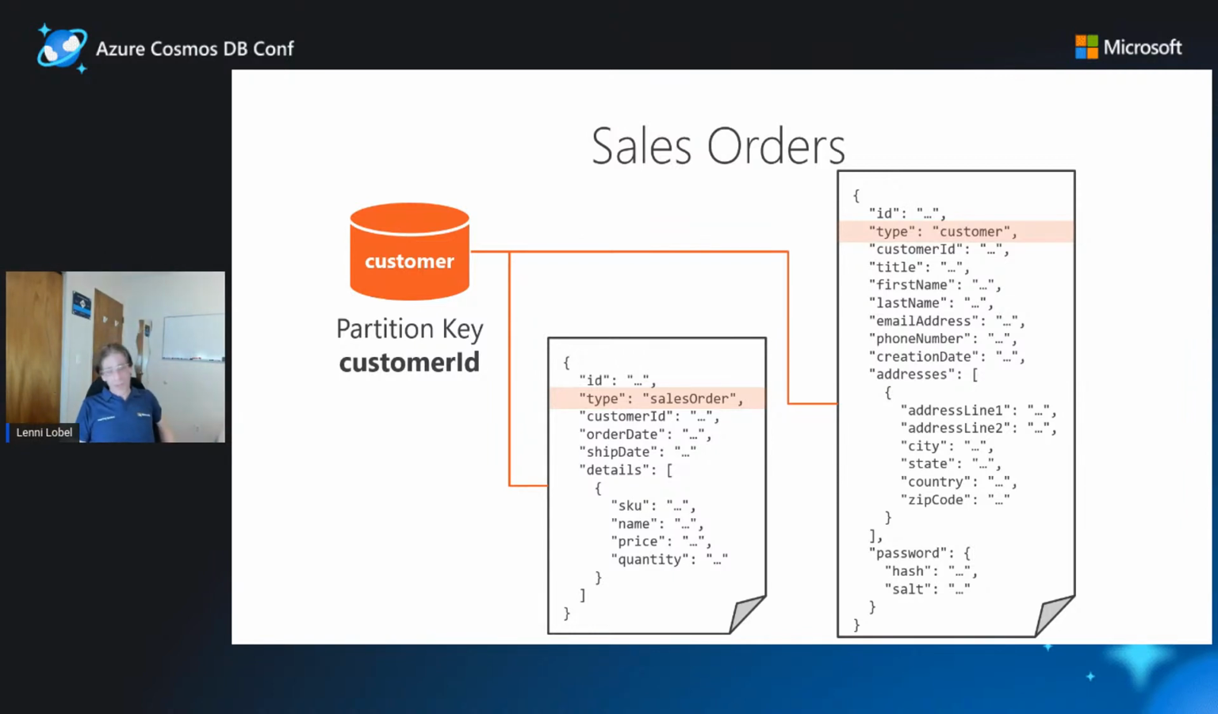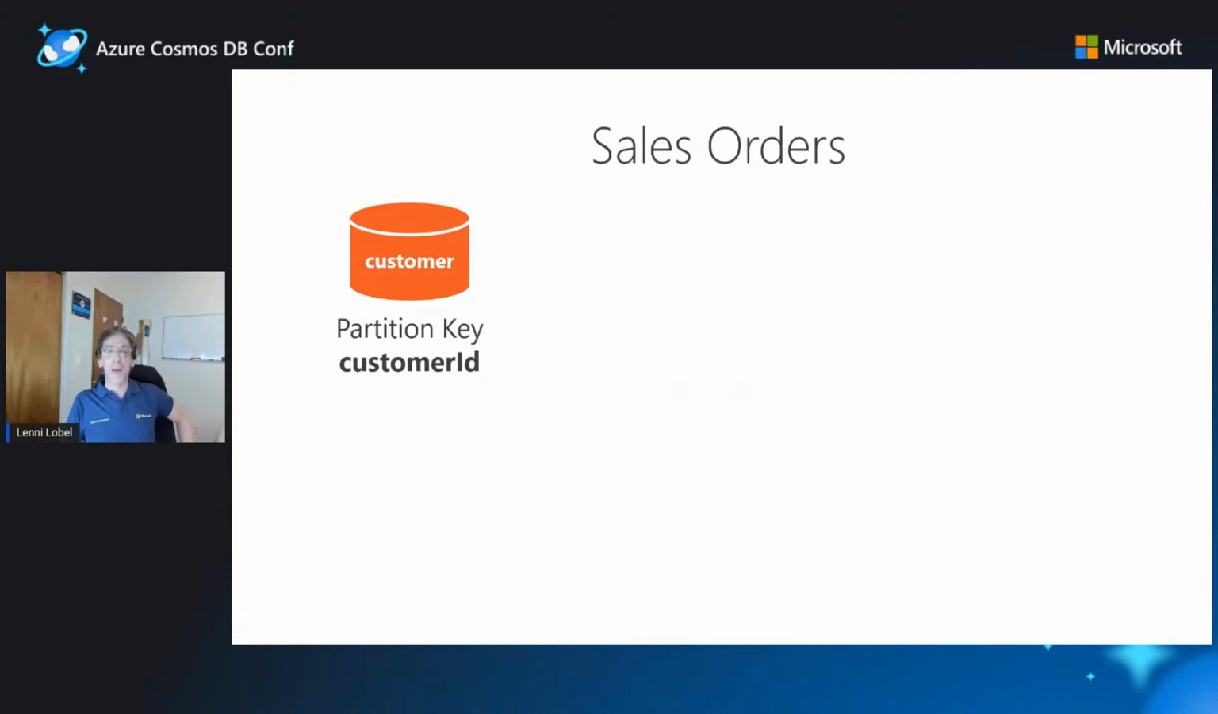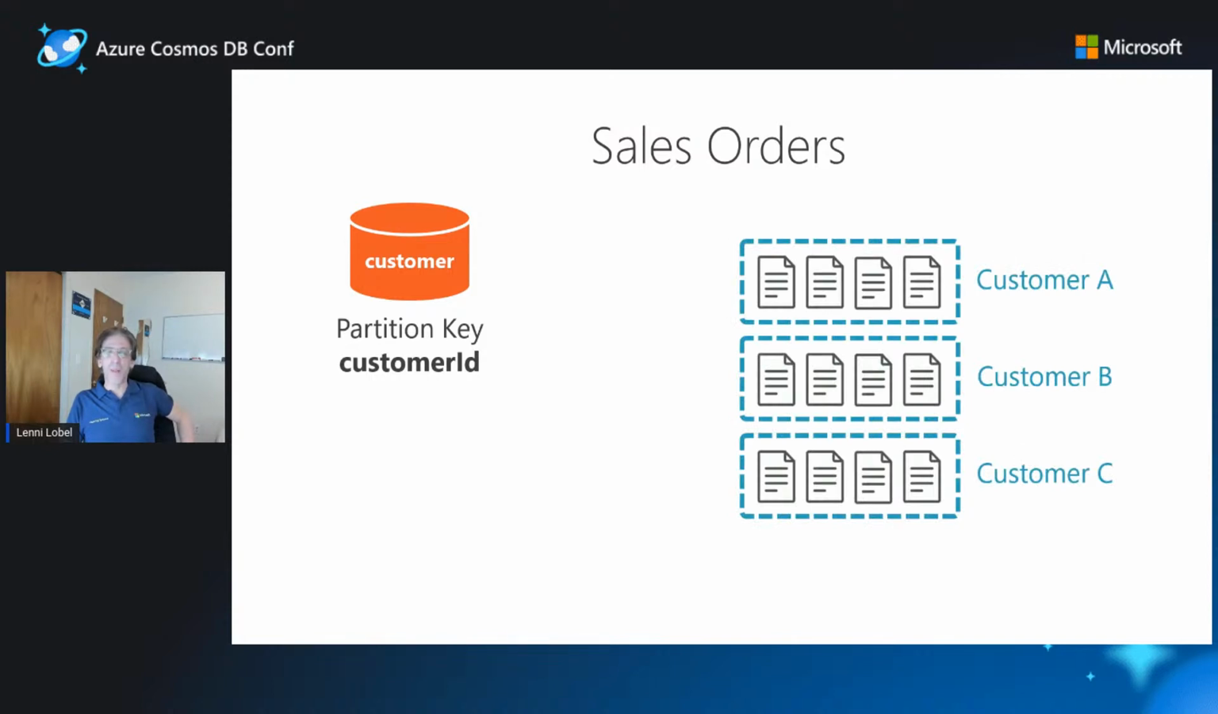I mentioned it's a good idea to always have a type property, but that's especially true when you are combining types in a single container. You want to unambiguously distinguish between two types, especially when they're in the same container. But now that's our data model. At this point, we have logical partitions where we're mixing types. One document in the logical partition for a customer is the customer document, which, remember, has the addresses and the password embedded inside of it. And all the other documents are sales order documents, and remember that embedded within those are all the sales order details, all of which are contained in a single logical partition per customer.